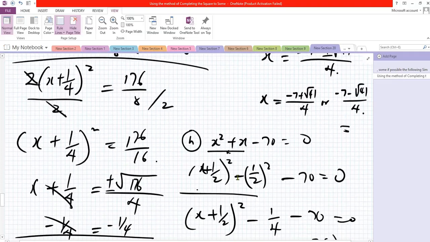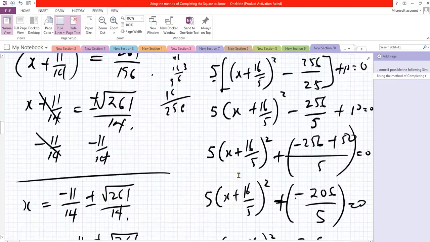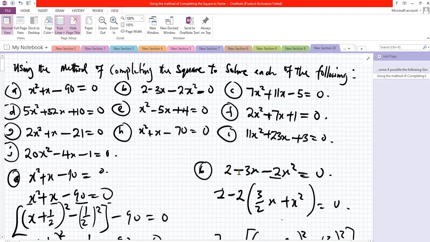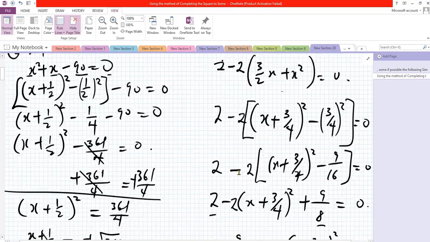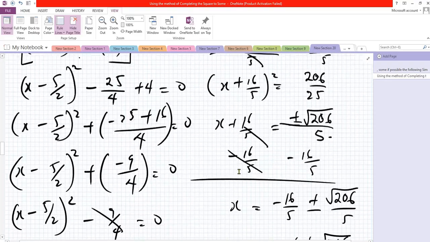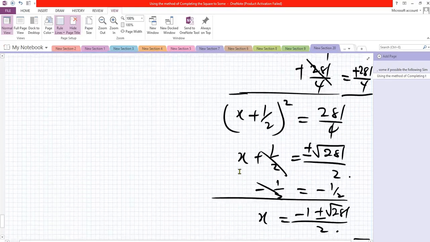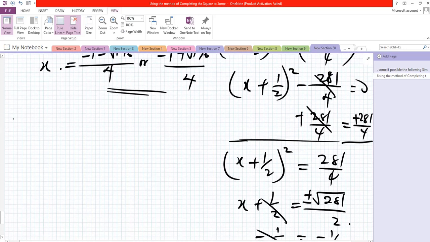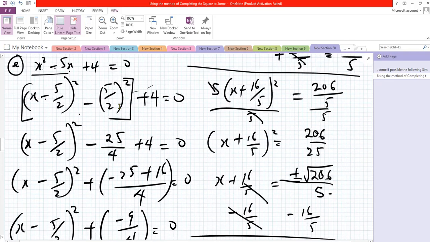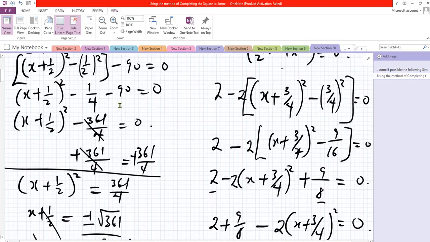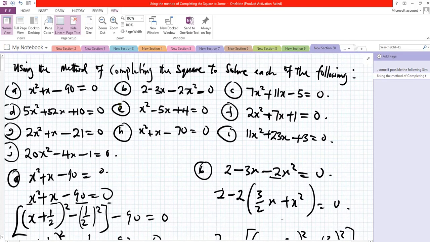We have h, now this one is I. This one is I: 11x squared plus 23x plus 3 equal to 0. Let me see whether it's correct. 11x squared plus 23x plus 3 equal to 0.